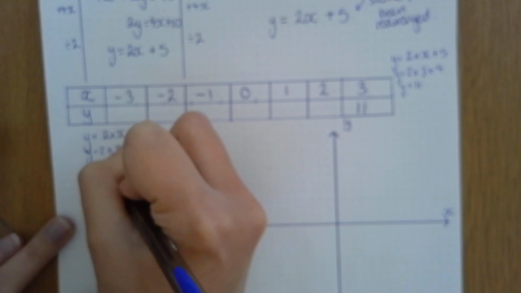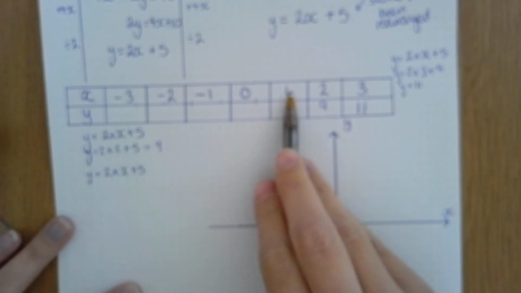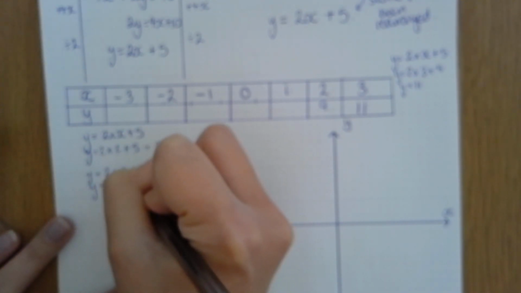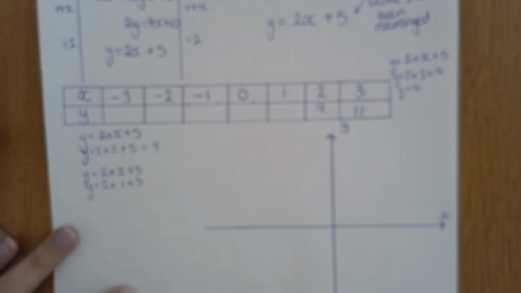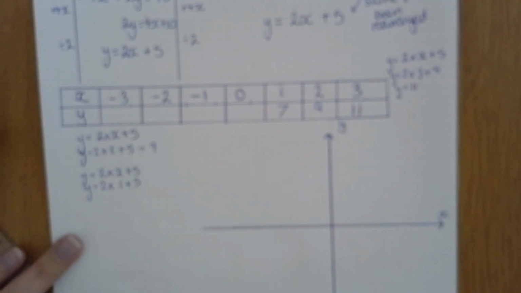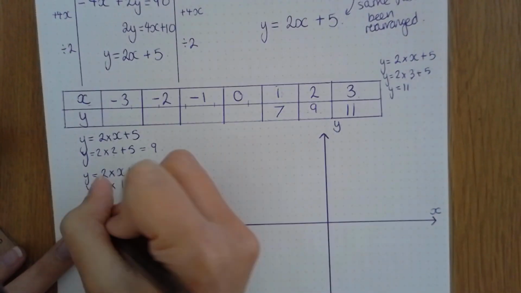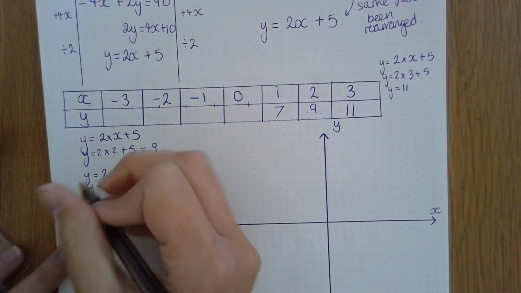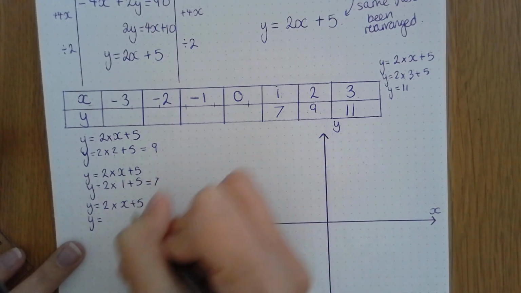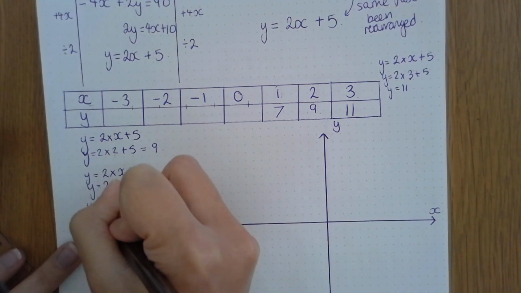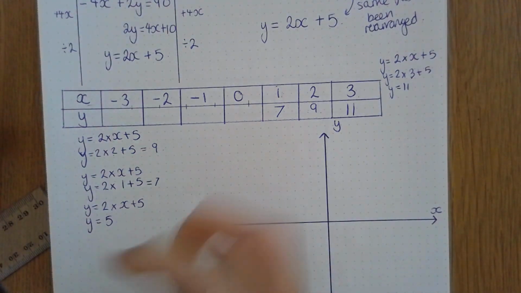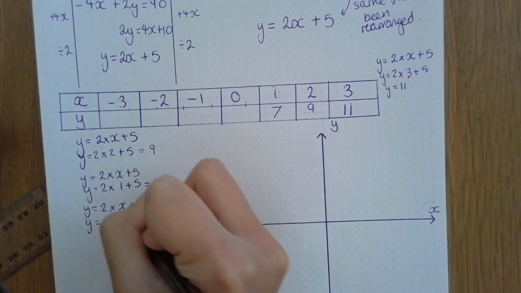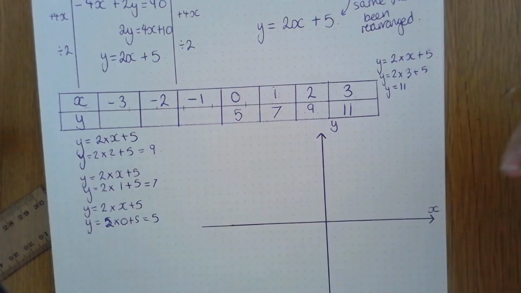Next one, y equals 2 times x plus 5. So we can write 9 in this space. Now we've got to use 1, so y equals 2 times 1 plus 5. Well, 2 times 1 is 2, plus 5 is 7. Now we're going to use 0. So y equals 2 times x plus 5. This time we're using 2 times 0 plus 5. Well, 2 times 0 is 0, plus 5 is 5. So 5 is going to go in that box.